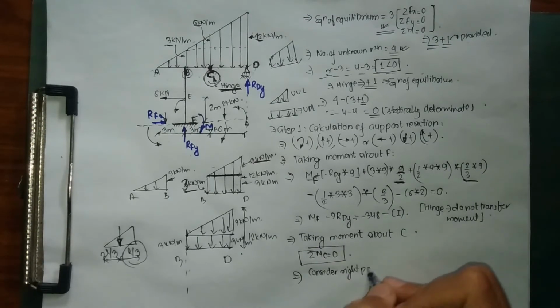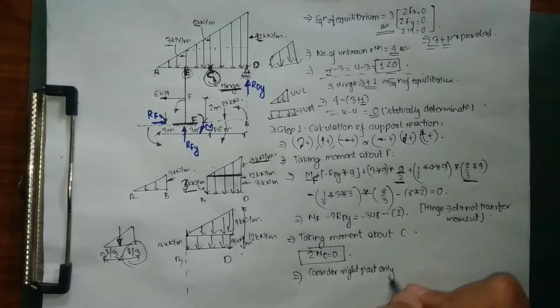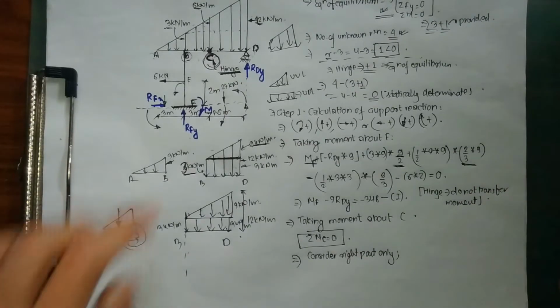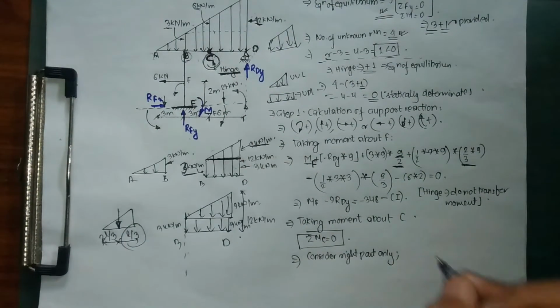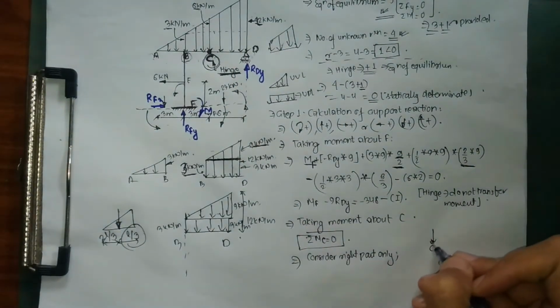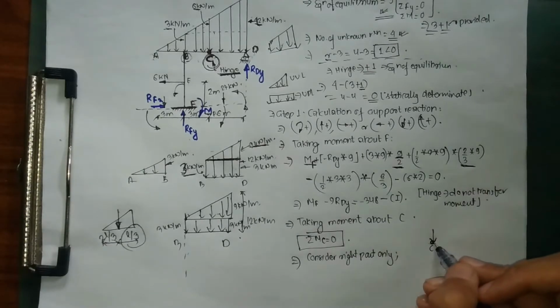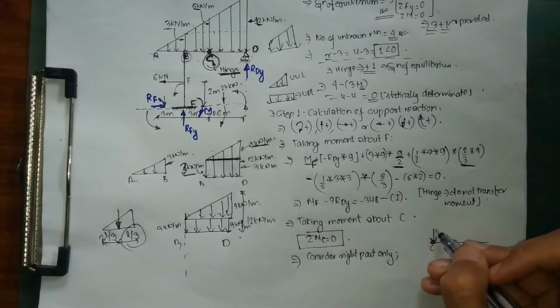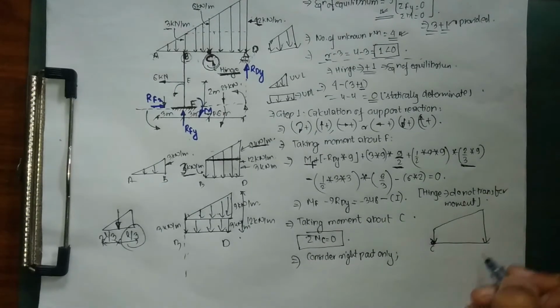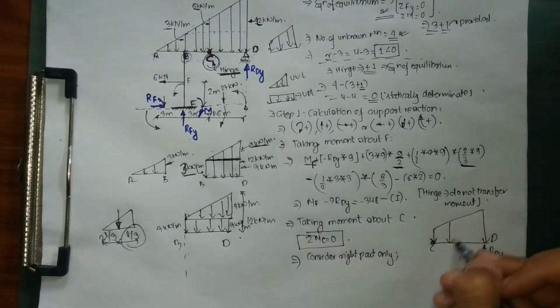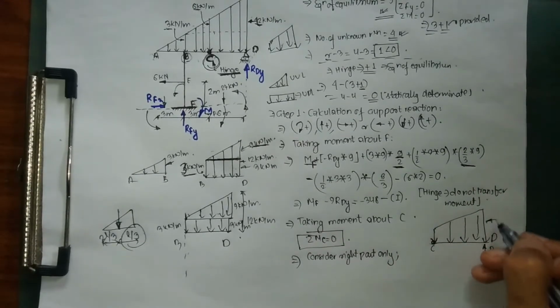So considering the right part only, let me draw my figure of what my right portion looks like. From C to D, right now I'm taking moment about my hinge C, and my moment about the hinge is always going to be 0, since a hinge is never going to transfer moment from left to right or from right to left. So this is my C and this is my D, and I have my RDY over here, and I have this sort of load arrangement.